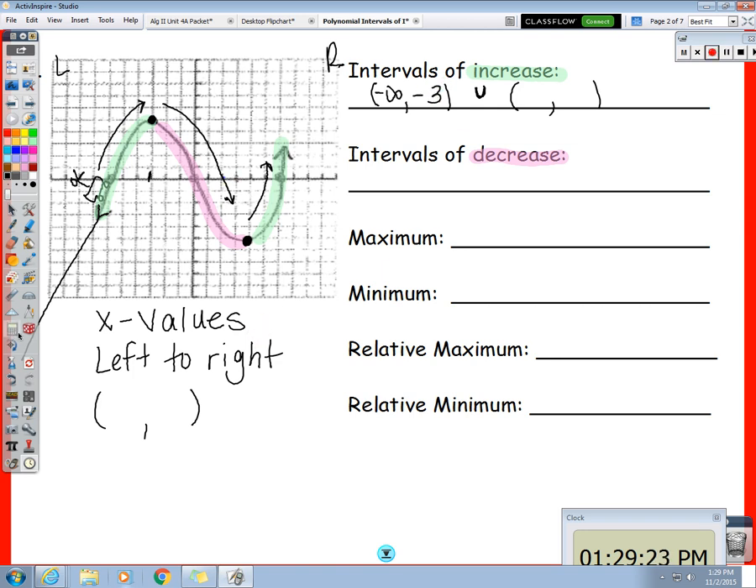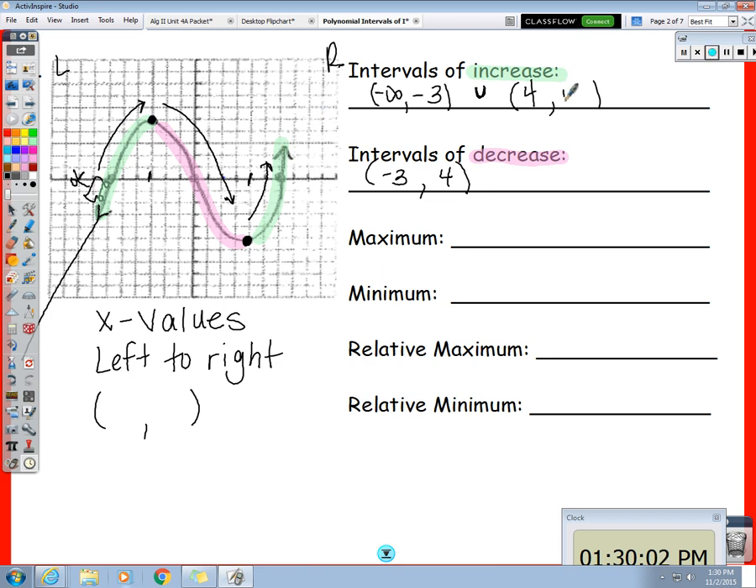Okay, look, I started increasing somewhere down here. I don't know because it goes forever. So negative infinity. But then I increase, I go way up this hill, and then right here is where I stop increasing. And that's at negative 3 on the x-axis. Okay, so now I start decreasing at that negative 3. And when do I quit decreasing? Positive 4. Okay, now, right there at positive 4, don't I begin increasing again? And how long do I increase?